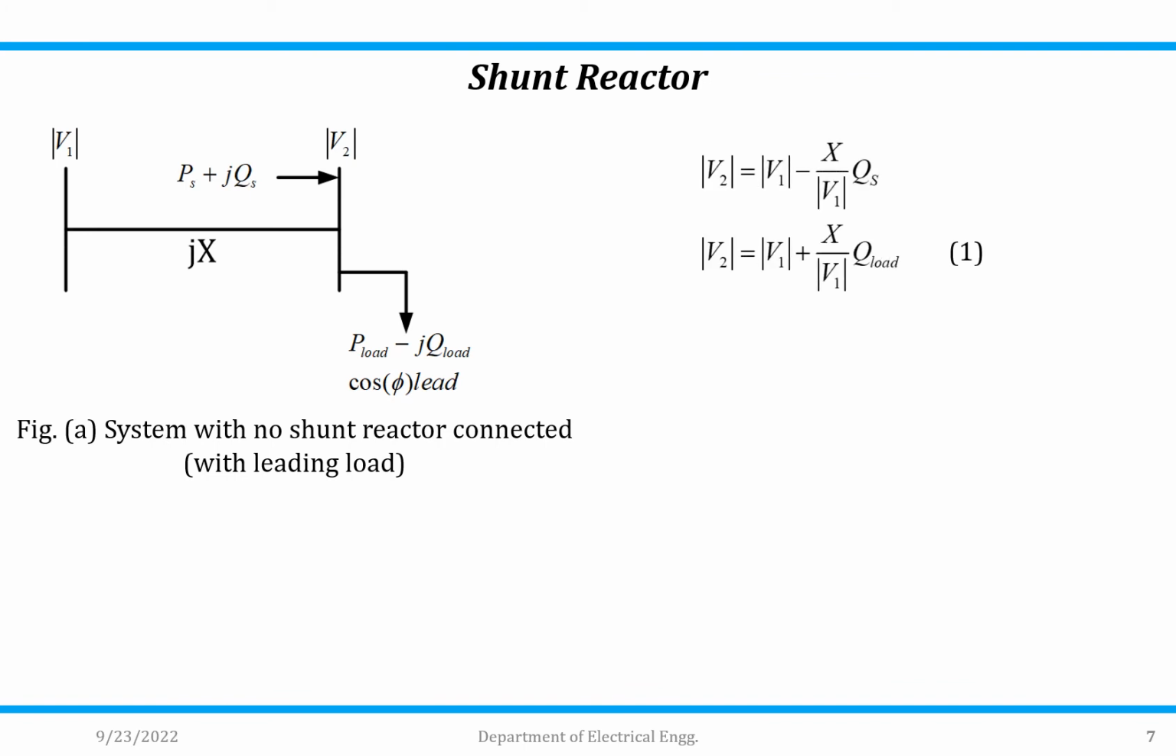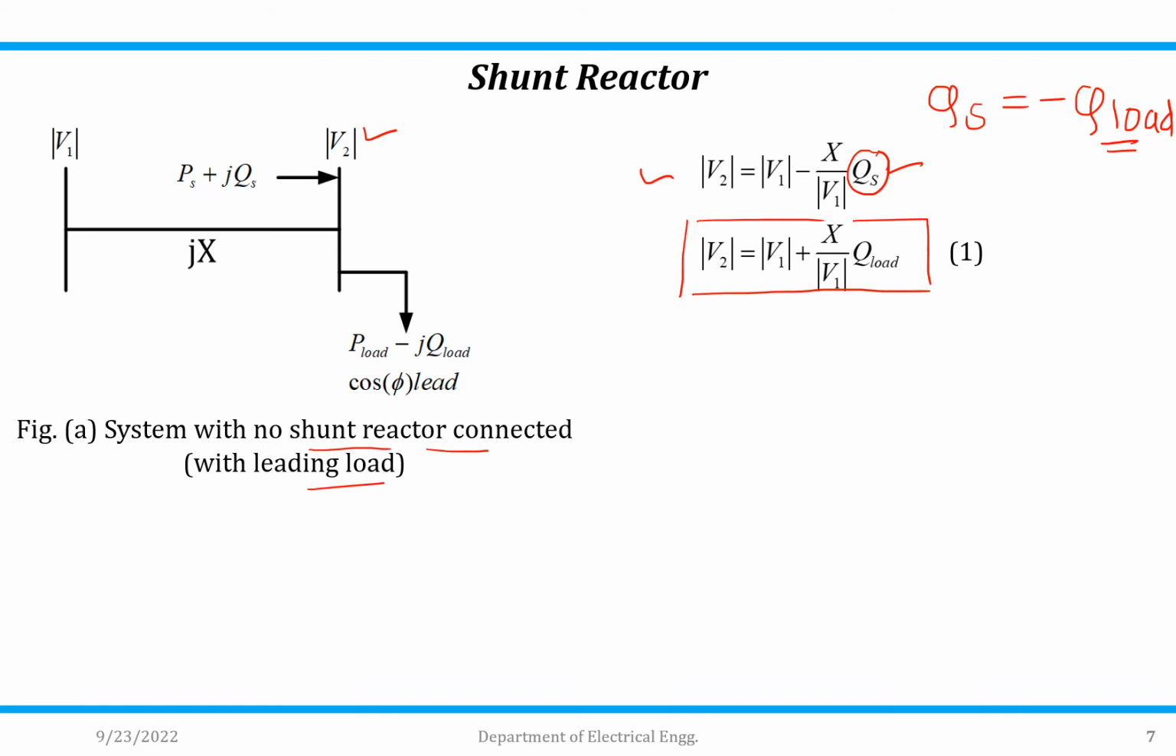So I can write the expression for V2. V2 is the receiving end voltage when there is no shunt reactor connected with a leading load. This is the expression that we already studied in the previous video: V2 equals V1 minus X upon V1 into QS. In place of QS, as we already discussed, QS will be equal to minus Q load. So if I put minus Q load here, we will get V2 equal to V1 plus X upon V1 Q load. Mark this as expression number 1.